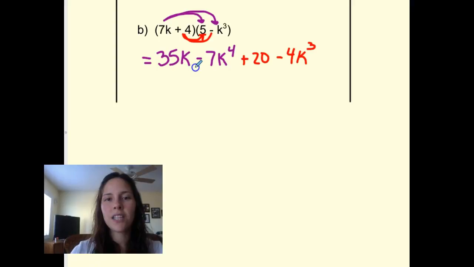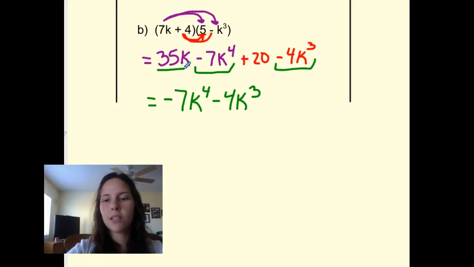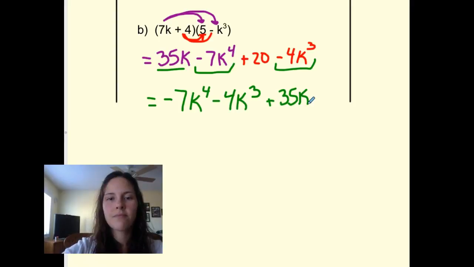We still don't have any like terms, however, our answer is not in standard form. The term with the highest power is my k to the fourth. Notice that the sign on the 7 is negative. That negative sign needs to go with it when we reorganize our terms. The next highest power is a -4k cubed plus 35k. And finally, the term with no variable, plus 20.